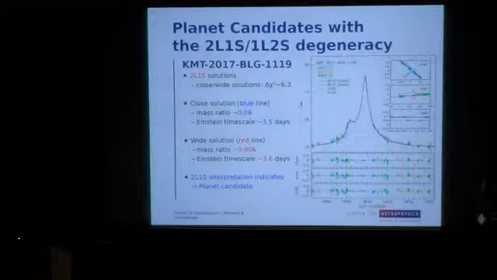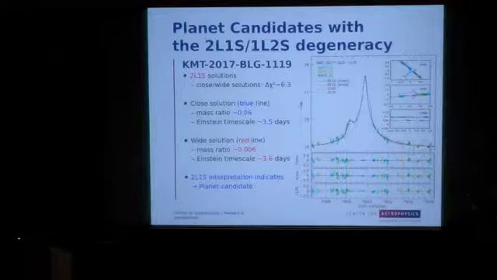I found the close and wide solutions. The delta chi-square difference is about 6. In the figure, blue indicates the close solution, red indicates the wide solution. I note that the close solution is the best solution. The mass ratio is about 0.06.